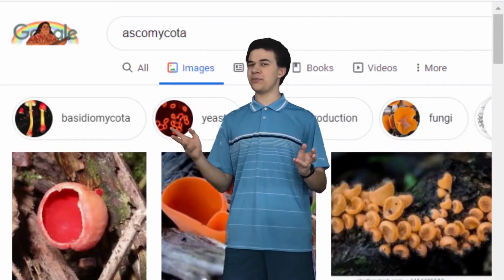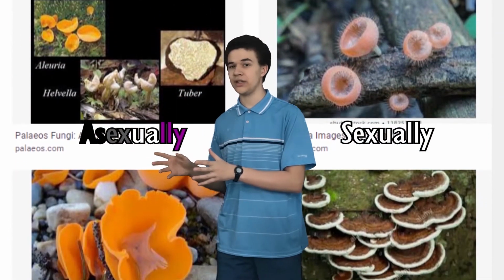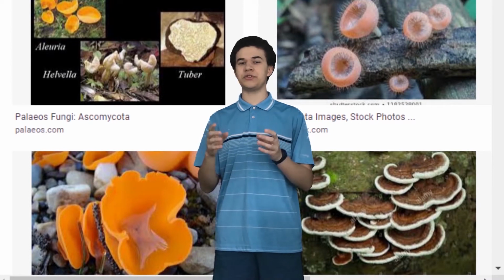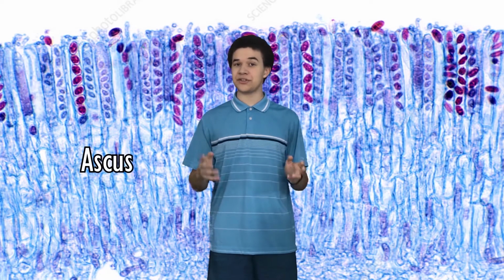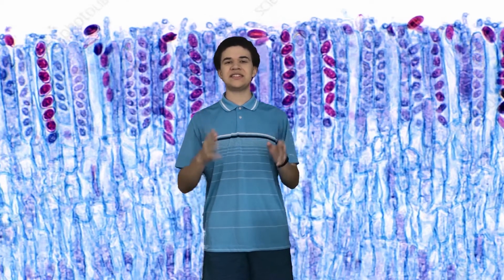Let's start with Ascomycota. Ascomycota can reproduce sexually or asexually. Asexually, it is produced via the ascus, plurally as asci, and the word ascus translates to a sac, and that it is. These sacs hold spores.